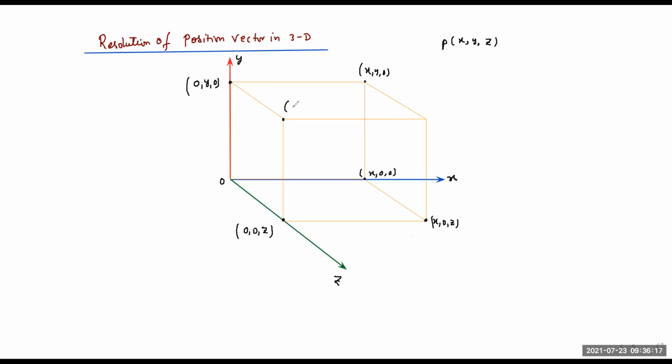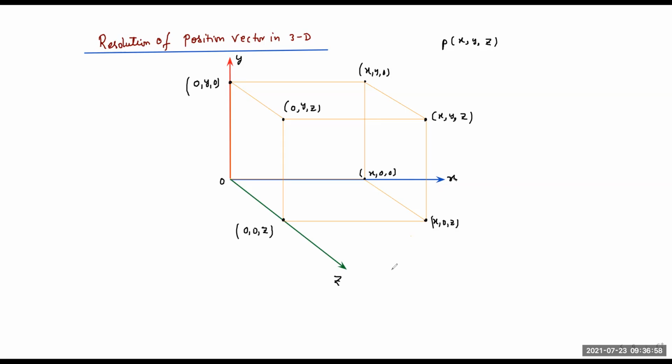X will be 0 because it is in the yz plane, so it is 0, y, z. Okay, so finally, what is this point? x, comma, y, comma, z. That's correct. So now we know how to represent the coordinates for a 3-dimensional world. If something lies in the xy plane, the z coordinate will be 0.